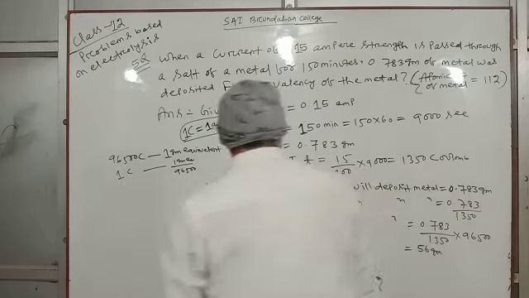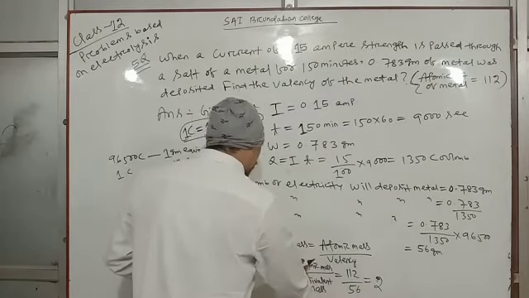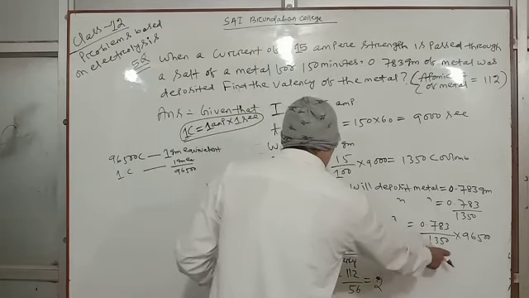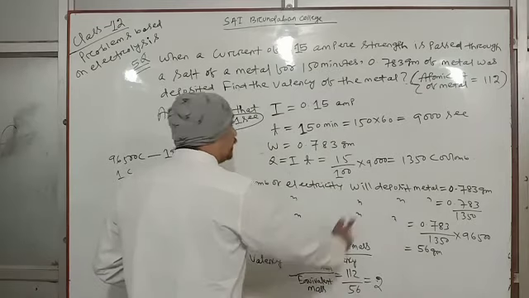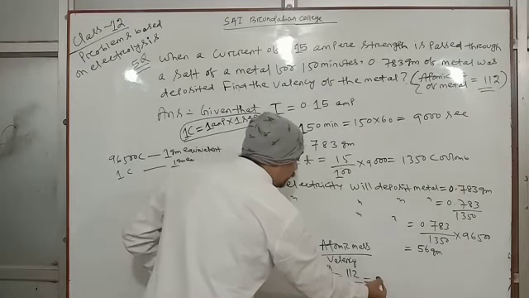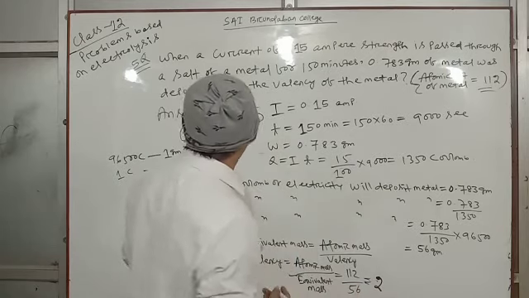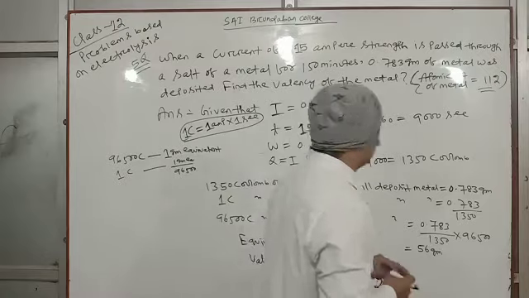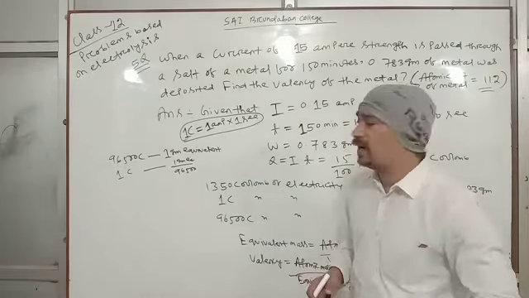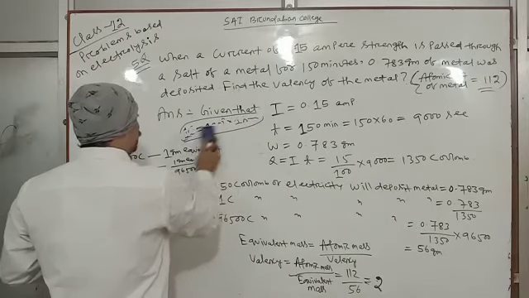We know that equivalent mass equal to atomic mass by valency, so valency equal to atomic mass by equivalent mass. Here the equivalent mass is 56 and the atomic mass is given as 112. So 112 divided by 56 gives 2. Clear? So 2 is the valency of the metal. Then the metal may be zinc or copper sulfate. It is not needed to write this in the answer sheet; it is for your understanding.